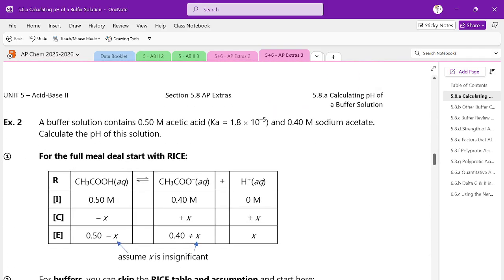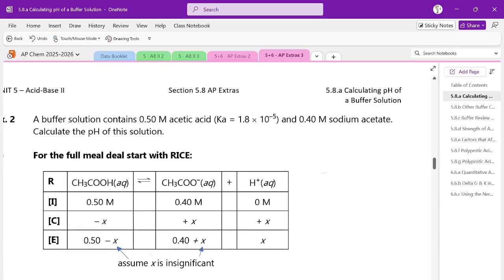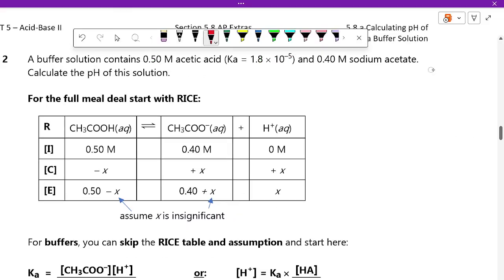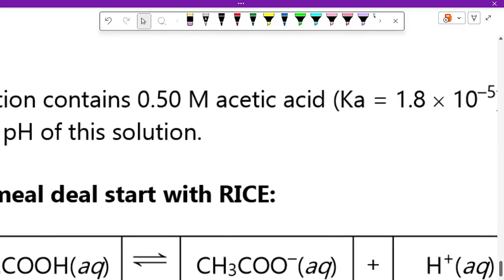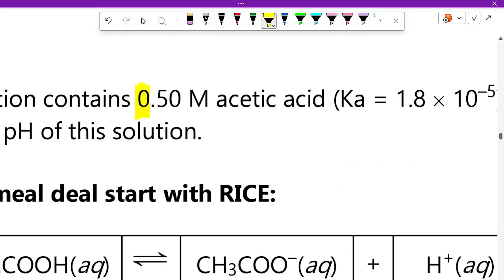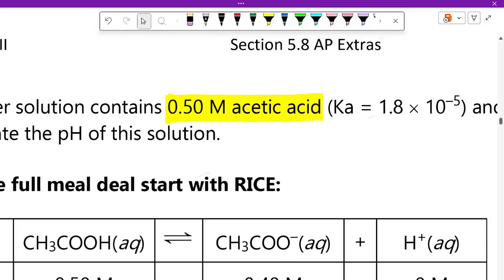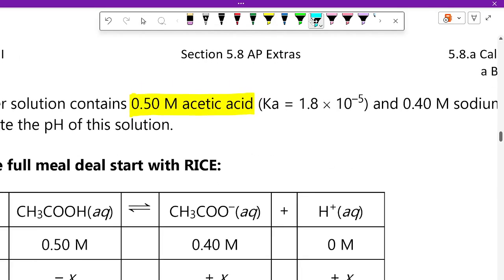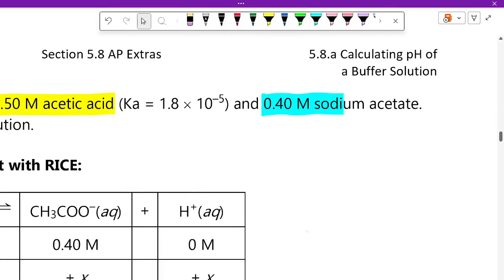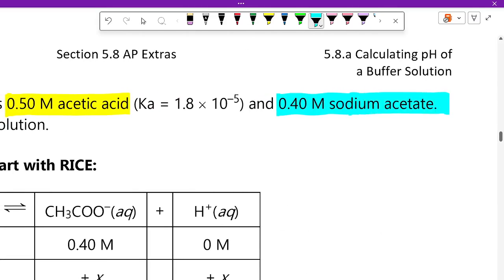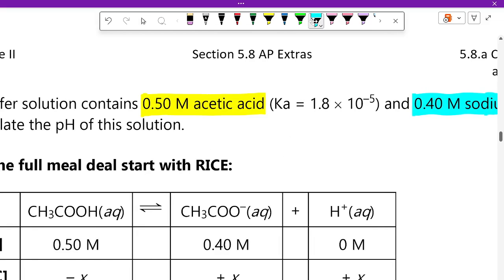Okay? So here is a buffer solution where the concentrations are not equal. We have 0.5 molar acetic acid, and we have 0.4 molar sodium acetate. Okay, so we've got our 0.4, and we've got our 0.5.